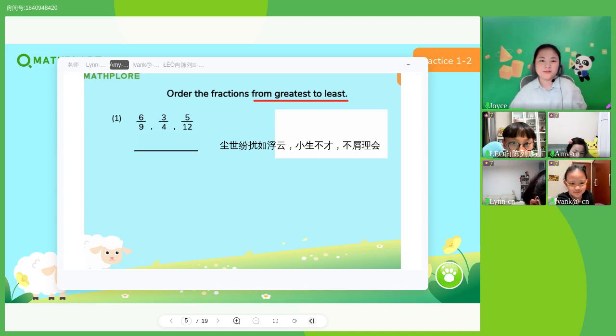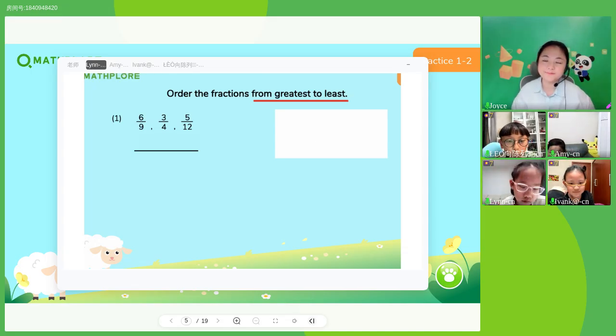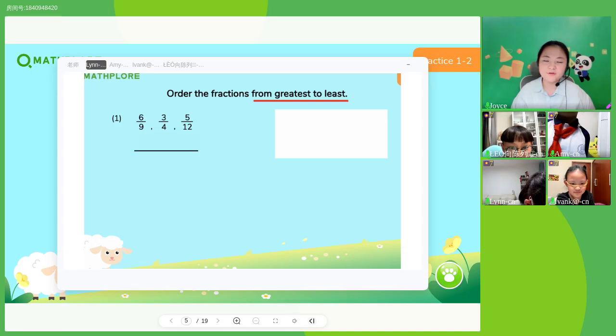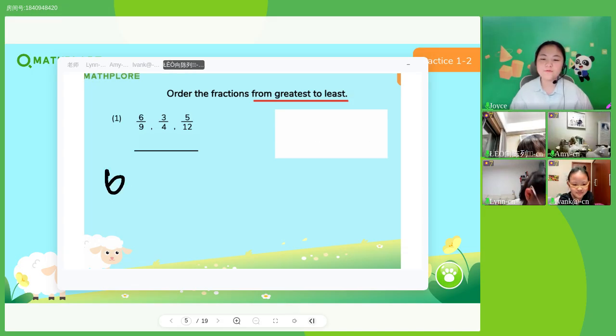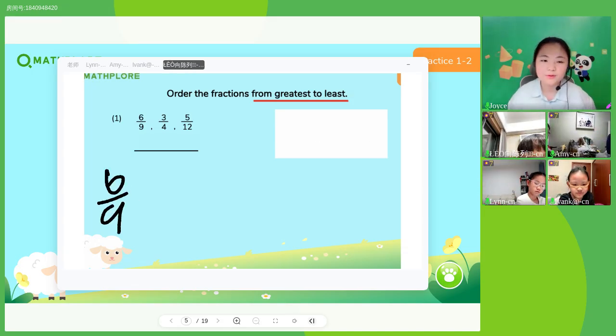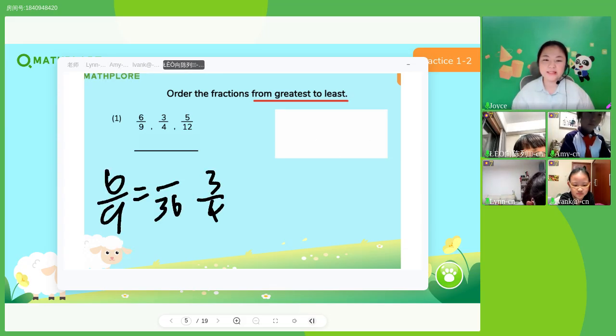Okay, Amy, you can use the eraser to erase, okay? So I'd like to give you 2.5 minutes as well, okay? 2.5 minutes. Firstly, you need to convert all of the 3 fractions into fractions with the same numerator or the same denominators. And then you can try to compare them. Remember that we need to order them from the greatest to the least.